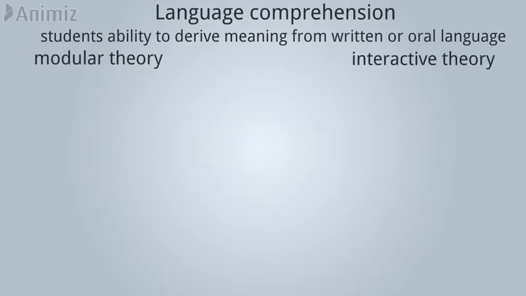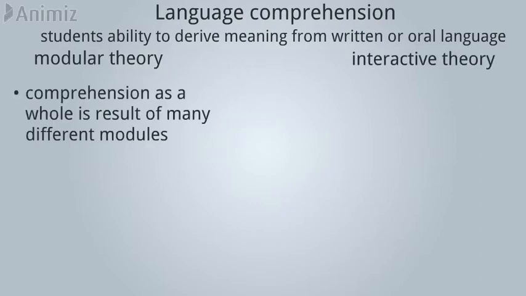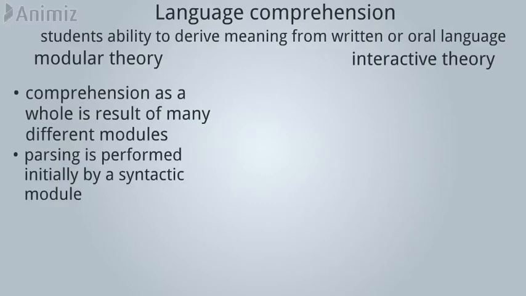Modular theory. Modular theory states that comprehension as a whole is the result of many different modules, each devoted to a particular aspect of comprehension. Parsing is performed initially by a syntactic module, not influenced by higher order contextual variables. Contextual factors influence comprehension at a later stage.